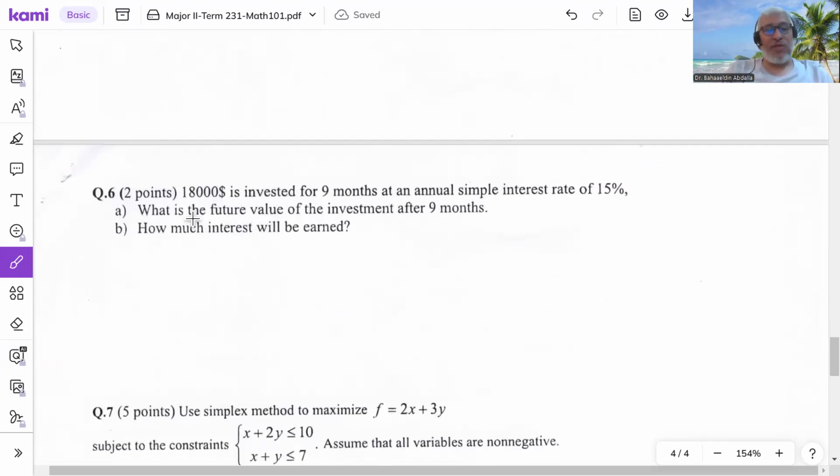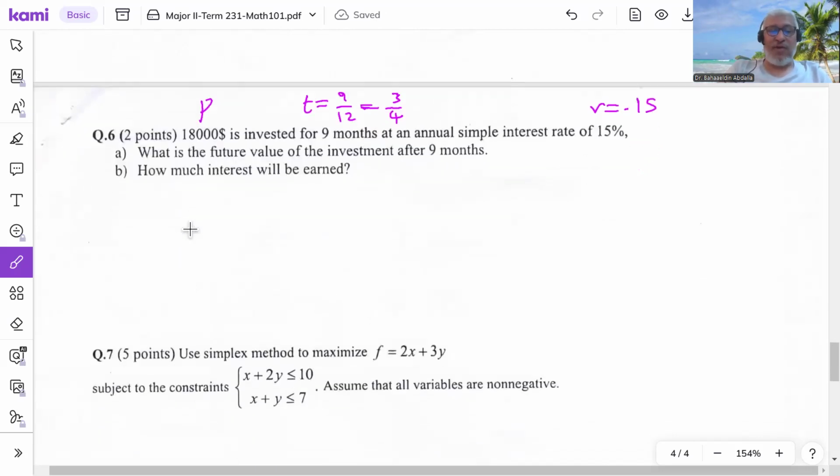18,000 is invested. So this is the principal for 9 months. So time is 9 over 12 because it should be in years. Time should be in years. If he gives it in months, I divide by 12. So if you divide by 3, it would be 3 over 4 or 0.75. At an annual simple interest rate, so this is R, I have to write it as a decimal. So it's 0.15. Dividing 15 by 100 would be 0.15.